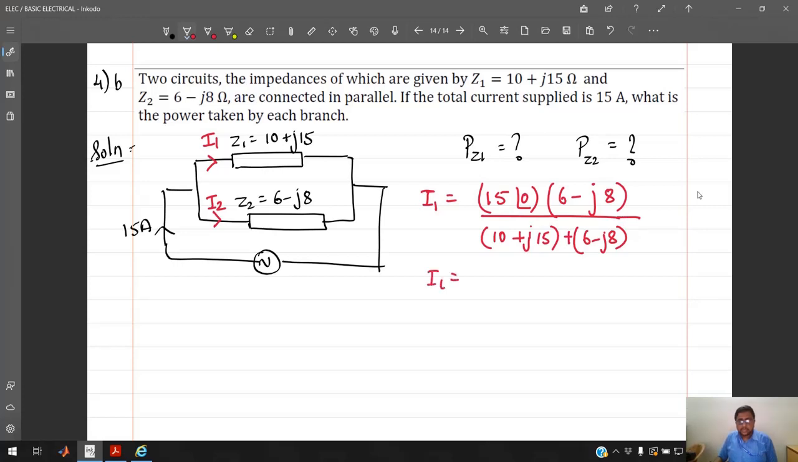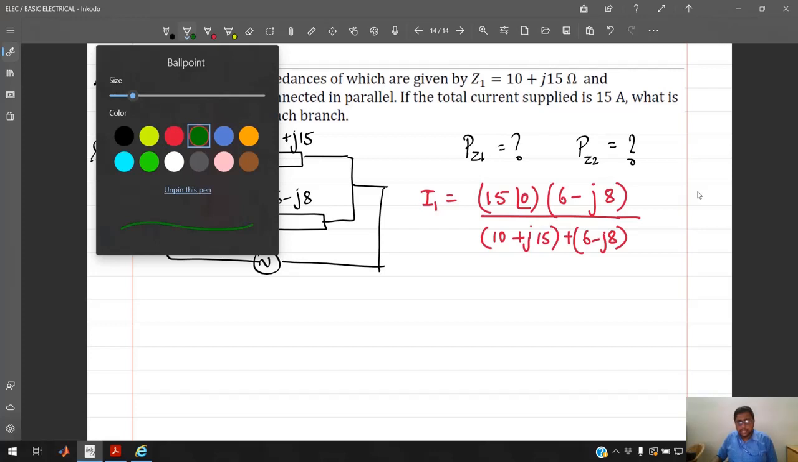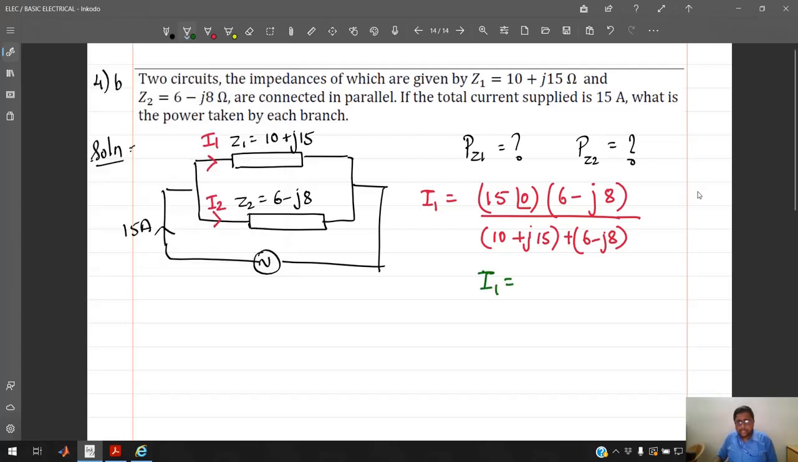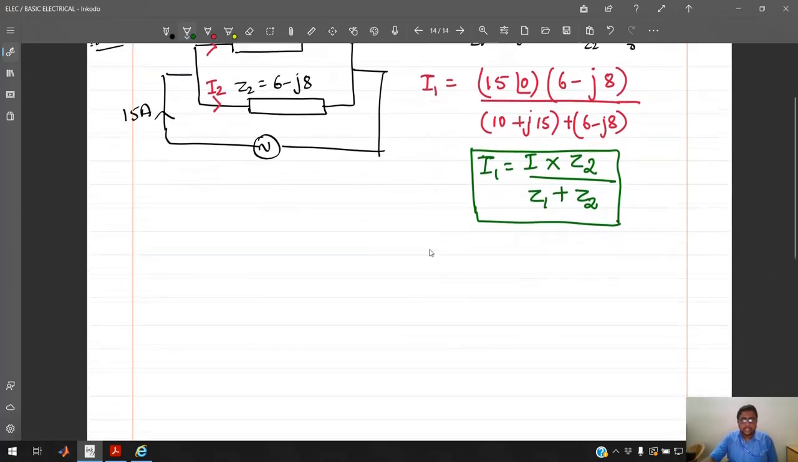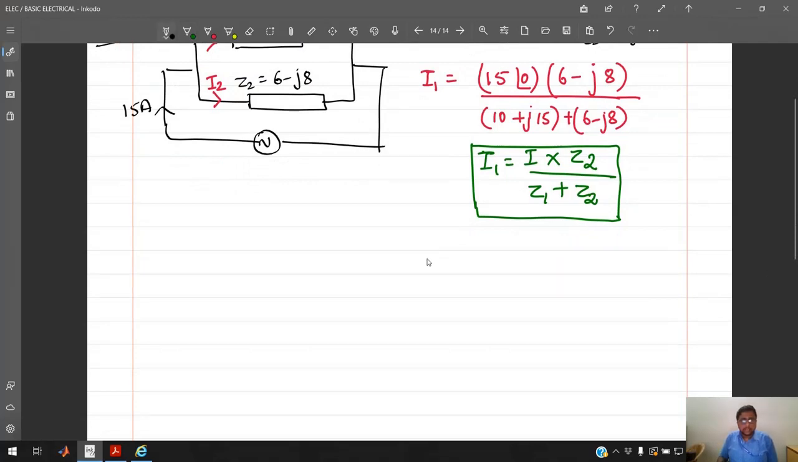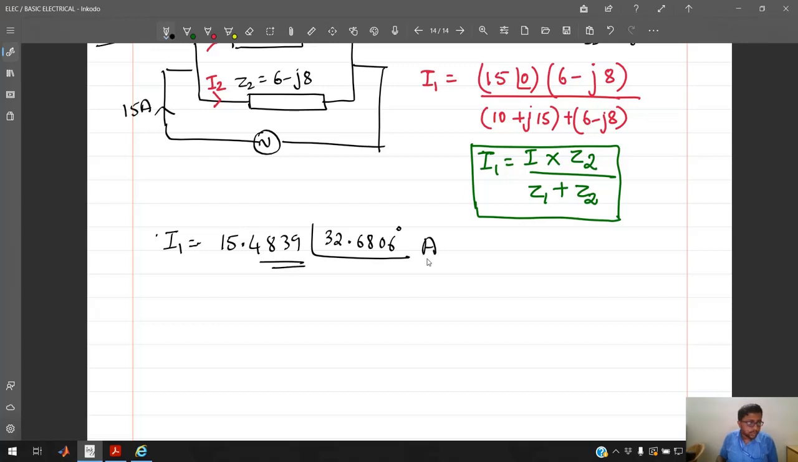If you want me to write a general formula, branch current I1 is equal to main current into impedance of the other branch divided by the sum of impedances. Similarly I2 will be I into Z1 divided by Z1 plus Z2. Now if you solve for I1 using complex numbers, you are going to get I1 as 15.4839 at an angle of 32.6806 degrees ampere. So this is the value of the current you are going to get.